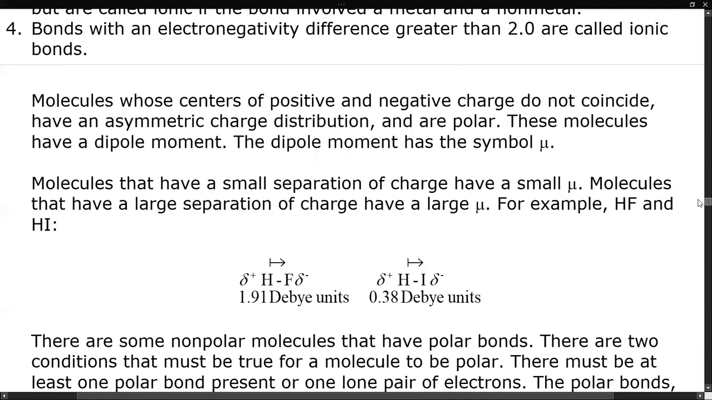Molecules where you have polar bonds, if you've got an asymmetric distribution of the charge that's generated by that, then you have what's called a dipole moment, and your molecule is polar. For example, if we look at our HF and HI again, HF is pretty doggone polar. HI, while the bond is somewhat polar, not so much.